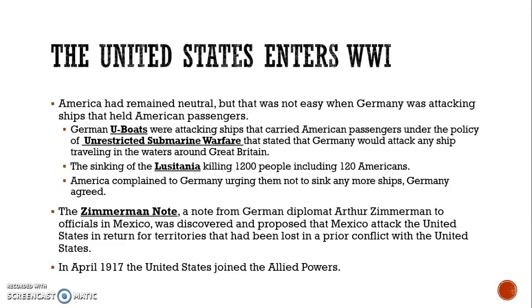Now, the United States had pretty much remained neutral during World War I overall, but that wasn't really easy when Germany kept attacking ships that held American passengers. The American people weren't too excited about Americans dying at the hands of World War I. The German U-boats, which were essentially submarines, were attacking ships that carried American passengers under the policy of unrestricted submarine warfare, which stated that Germany would attack any ship traveling in the waters toward Great Britain, their enemy. The sinking of the Lusitania killed approximately 1,200 people, including 120 Americans, and this was kind of the last straw.